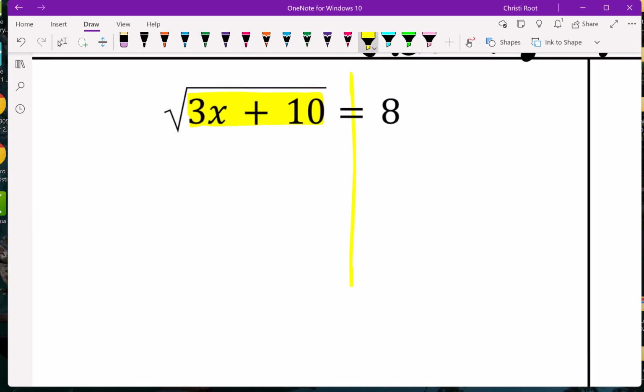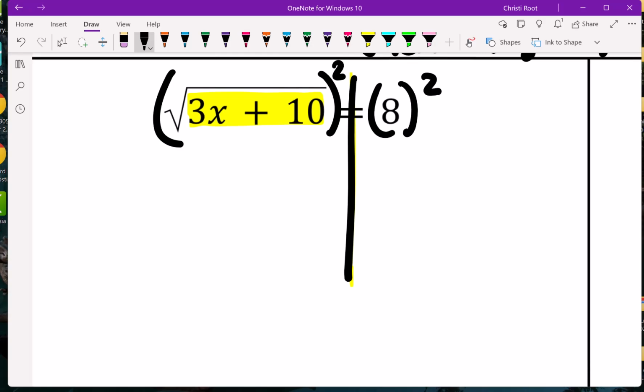This is a square root. So what I want to do to get rid of a square root is I have to square both sides. Square the entire side. Now I'm going to repeat myself a lot on this. I am not squaring 3x plus 10. I need y'all to understand this. I am not squaring 3x. I am not squaring 10. I am squaring the square root. When you square a square root, it goes away. So what's left is the radicand.